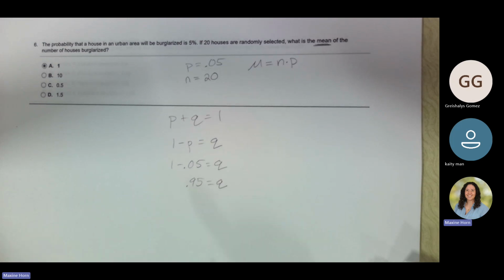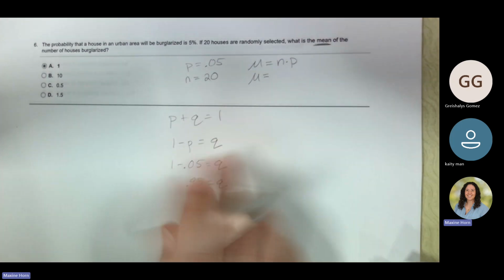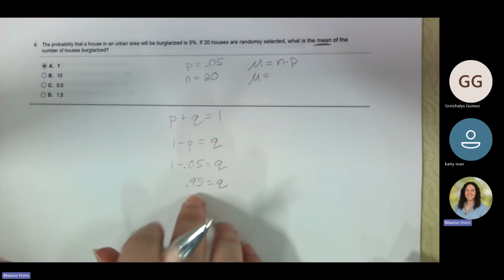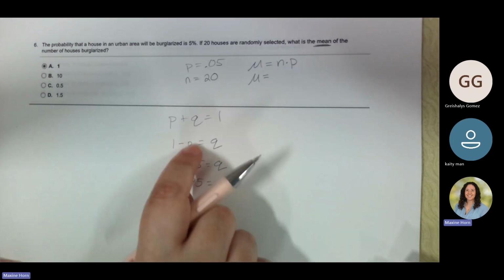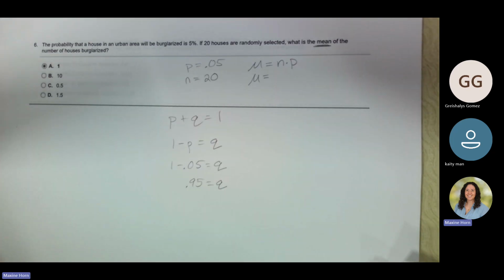I don't see them doing that to you a lot, where they give you a P and ask for a Q or the other way around. But just be aware that your P value is not always a positive thing, as in a good thing, right? Because we're looking at P as somebody getting burglarized. That's not a good thing. Anyway, in this case we don't need Q, but there will be other formulas where we do. I just wanted you to remember the relationship between P and Q. You can always find one if you have the other.